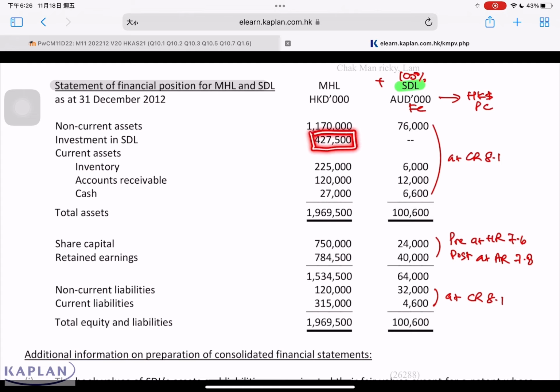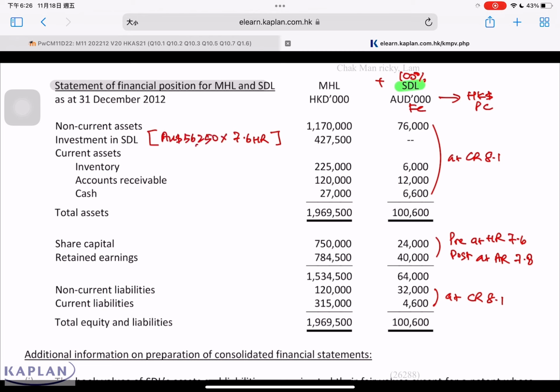But this 427,500 is in Hong Kong dollar. We need to know how much the parent paid to acquire the subsidiary at the acquisition date in Australian dollar. We know the exchange rate when the parent acquires the subsidiary is 7.6. This is the historical rate or the spot rate. Just need to work backward. You have to take 427,500 divided by 7.6. The Australian dollar is equal to 56,250.